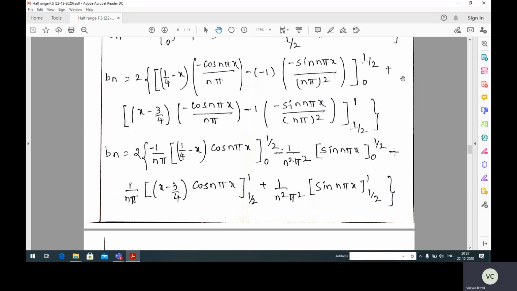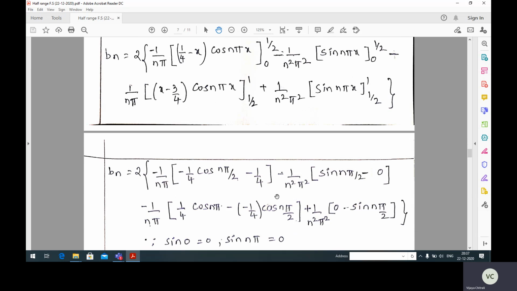Now take the limits separately for each term. So 2 into minus 1 upon n pi, you take it outside, 1 by 4 minus x cos n pi x, limits 0 to 1 by 2, this one. And this minus into minus is plus, plus into minus is minus 1 upon n square pi square sine n pi x, limits vary from 0 to 1 by 2, minus. Why? Because this minus this plus is minus 1 upon n pi x minus 3 by 4 cos n pi x, limits 1 by 2 to 1, plus 1 divided by n square pi square sine n pi x, 1 by 2 to 1.